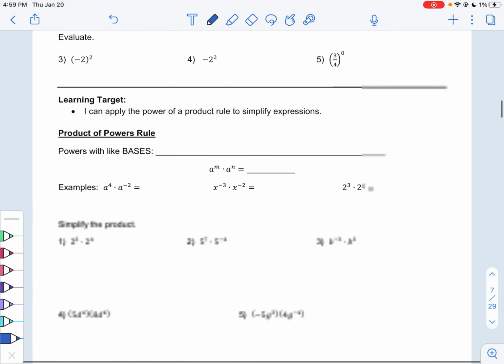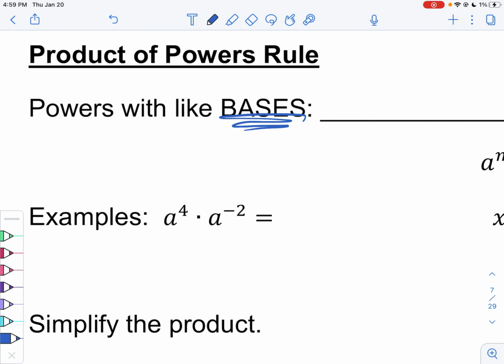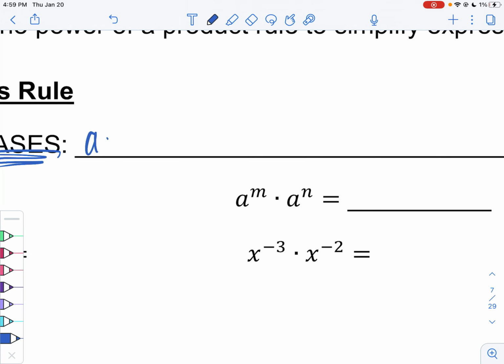Okay, so our product rule says that when we have powers with like bases, so remember those are the big numbers, we add the exponents.